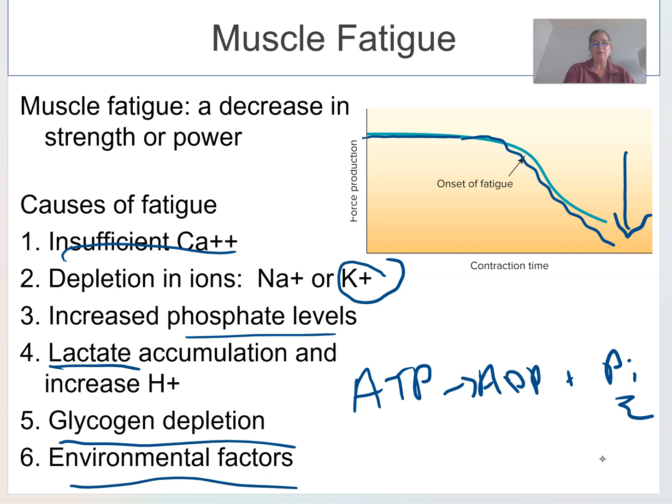And then environmental factors, things that could make you dehydrate faster, right? Extreme heat could do it as well. So these are just some of the causes of muscle fatigue. But overall, we do fatigue. And when you're lifting weights, you actually try to work to fatigue because that lets you know that you've worked your muscles basically hard enough.